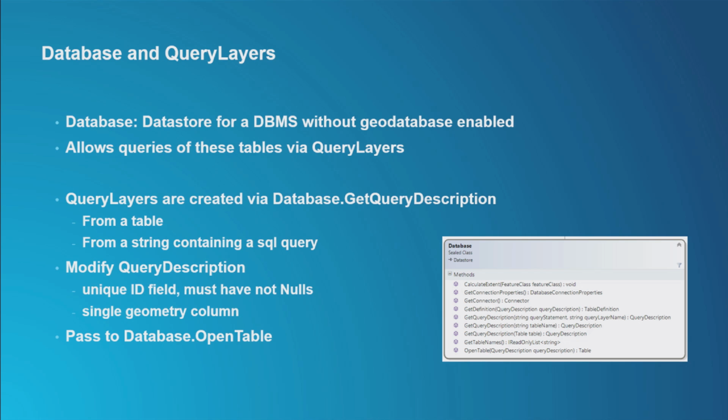We can modify the query description to set the unique fields, and that unique field must not have any nulls in it. And the table must still adhere to the ArcGIS rules of what a table is, right? It can only have a single geometry column, for instance. And you can access that table by going to the database and saying dot open table, passing it the query description.